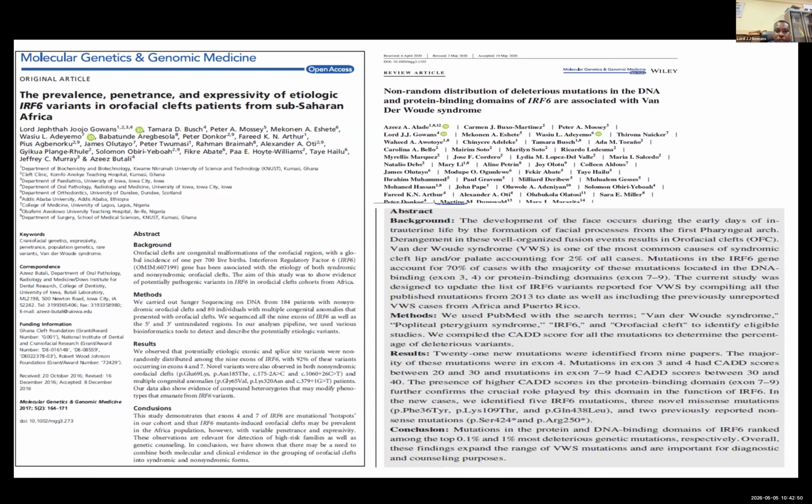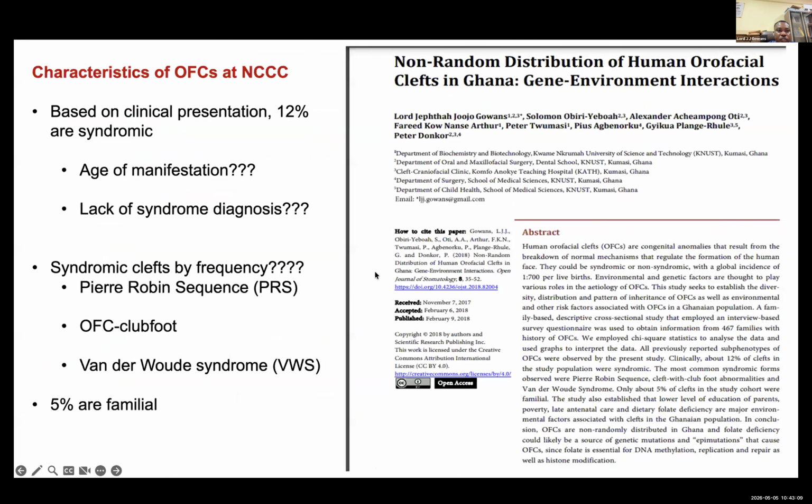So it's been easy for us to detect the genetic etiology of Van der Woude syndrome in our cohort by just doing targeted sequencing of the IRF6 gene. And these are a publication, for example, from my days as a graduate student in Iowa, and these are other publications from our group.